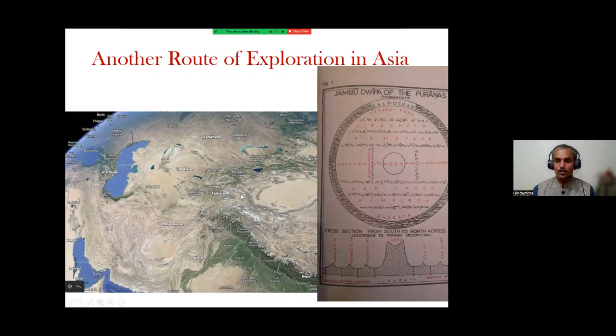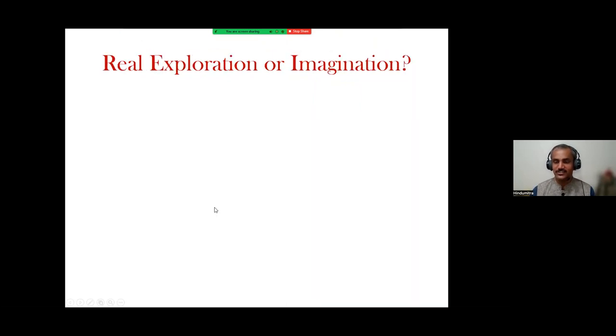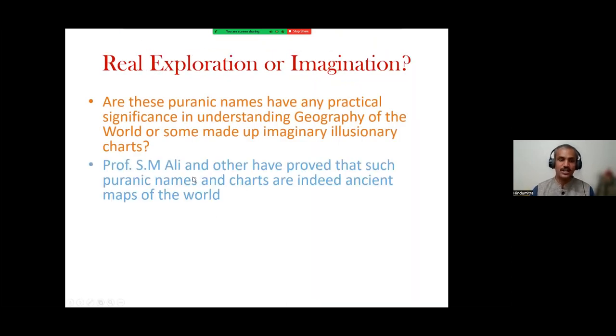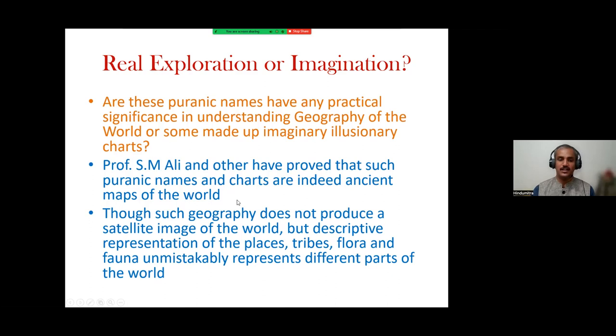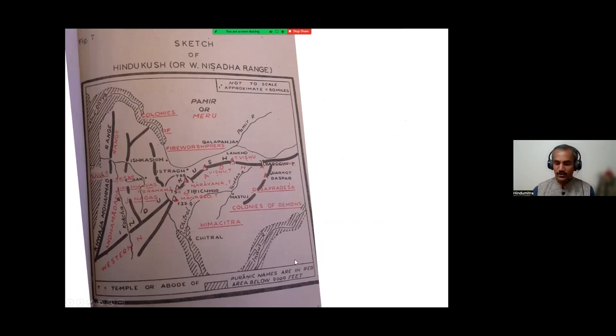And when we look with the current satellite pictures, they turn out to be exactly the same features they are describing in our Puranas. And this research was done by a professor from Pune, S.M. Ali, and he read the Puranas, and he was a geologist. He said all these Puranas may not give the satellite picture, but they exactly describe the places, tribes, flora, and fauna unmistakably of different parts of the world. So without going to those places, or ancestors going to those places, you cannot know the geography.